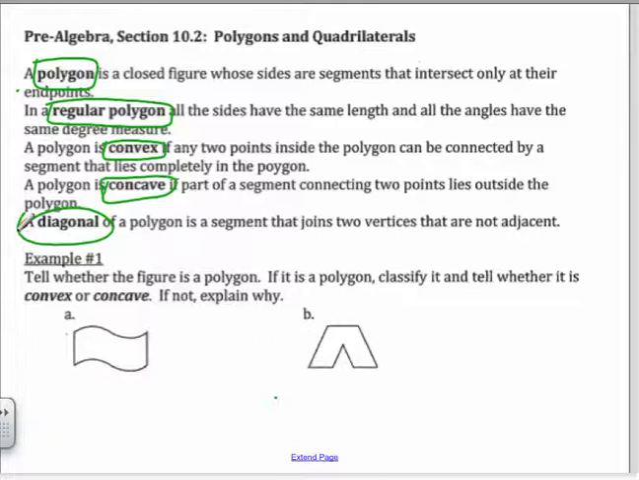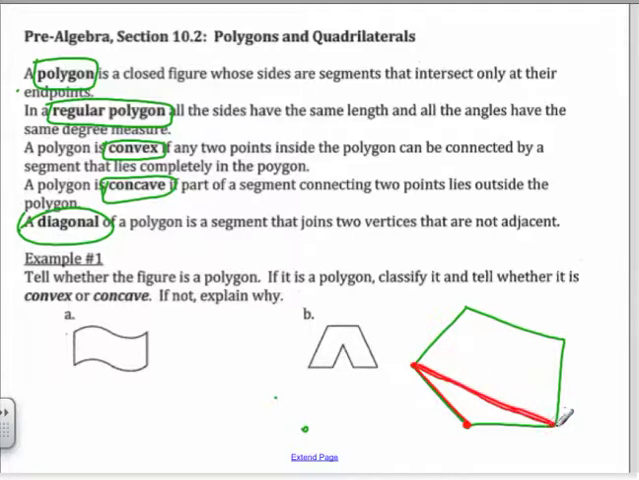So if I had a polygon that looked like this, that's a polygon. It's not a regular polygon, but it's a polygon. When I have a segment that joins endpoints that are adjacent, that's just a side of the polygon. A diagonal is when we connect endpoints that are not next to each other. It's inside the figure. You see that this figure has 1, 2, 3, 4, 5 sides, but only 2 diagonals.